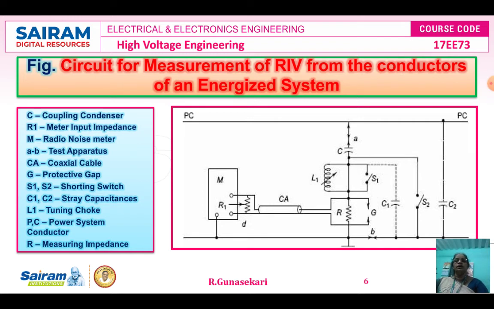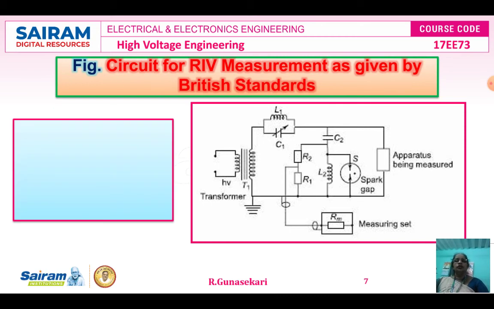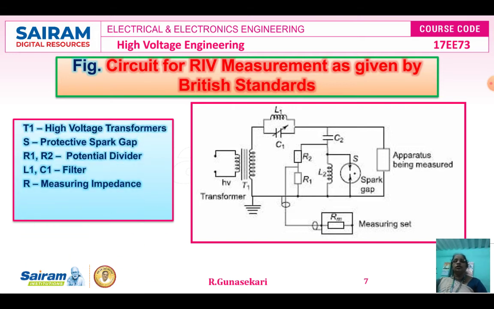Now we studied the description of these circuits. The circuit for RIV measurement as given by the British standard. This circuit consists of T1, the high voltage transformer, and the protective spark gap, denoted by S, potential divider R1 and R2, L1 and C1 which form the filter, R the measuring impedance, C2 the coupling condenser, and L2 the measuring choke.